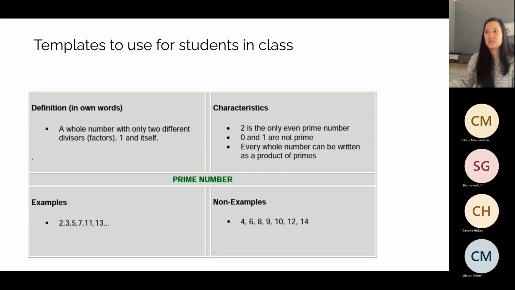So here are some templates to use for students in class. This is one that I showed before. When we send it out to you, I'll put in some blank ones as well. I think it will probably be sent to you in slideshow format. Then you could project it online for your kids to use, or you can print it out and they could do it in class.